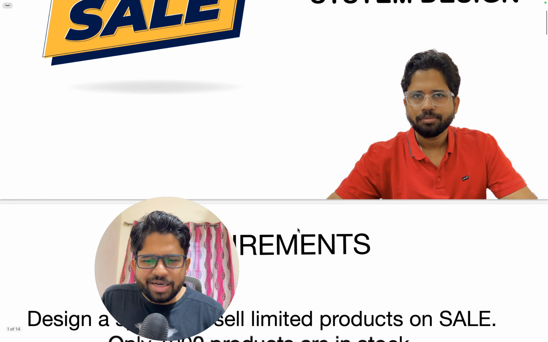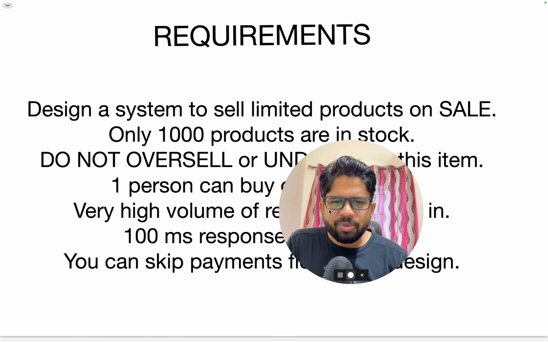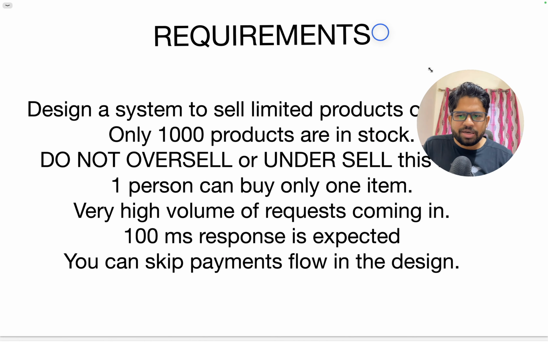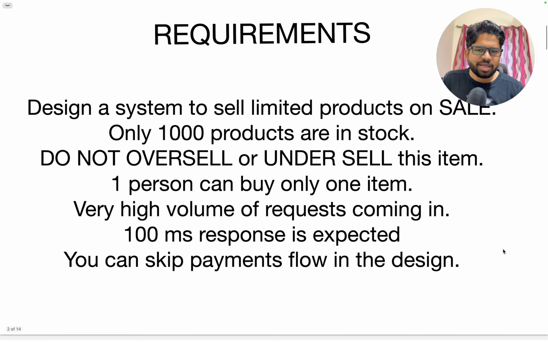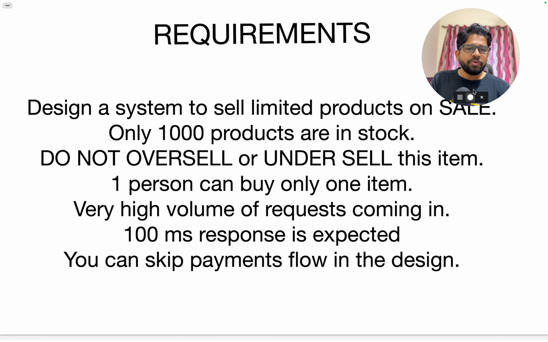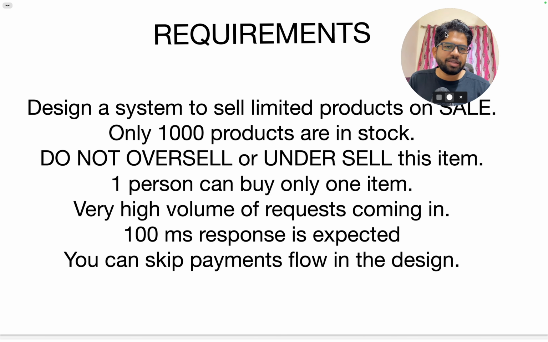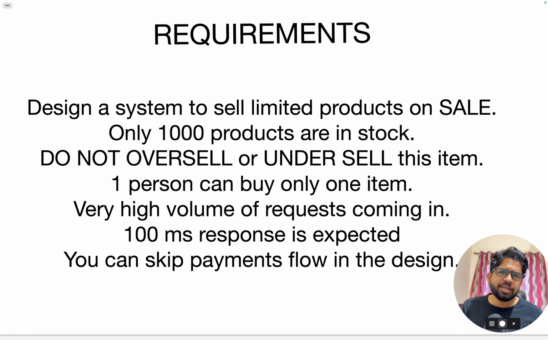So let's get started. The first thing is, let's talk about the requirements. The requirement is pretty clear: design a system to sell products on sale. Only 1,000 products are in stock. Do not oversell or undersell. That's very important, because if you oversell, there is a big problem. Let's say you sell 1,001 iPhones instead of 1,000, and now you do not have the stock for the remaining one iPhone. You will have to send an apology mail to the customer, refund the money, and definitely it's not good publicity. So overselling is definitely a big no.